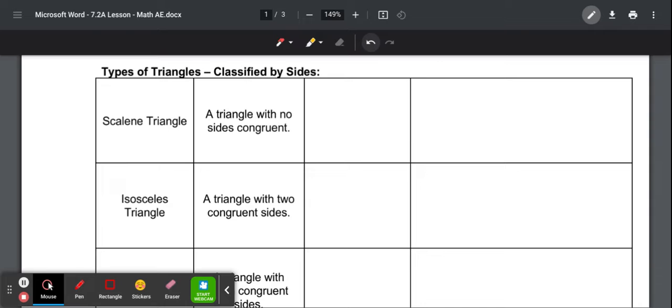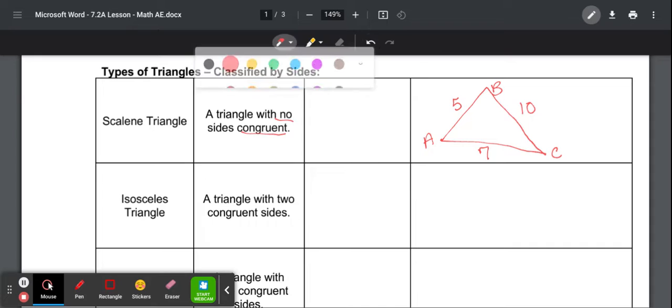We also classify triangles by their sides. A scalene triangle has no sides that are congruent. That means none of the sides measure the same. Here's triangle ABC, and let's say this side is 5, this side is 10, and this side is 7. Then we indicate that none of the sides are the same with these little tick marks.